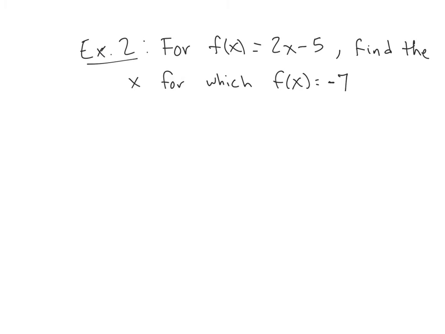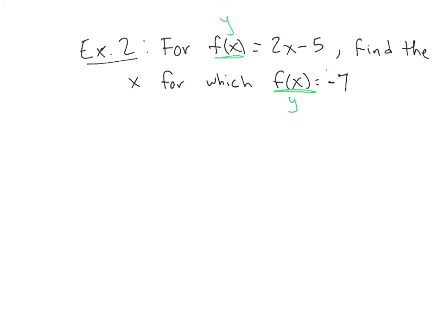Example 2, for f of x equal to 2x minus 5, let's find the x for which f of x equals negative 7. You realize this problem goes backwards, or is the reverse of our first type of problem that we looked at in this section, because instead of giving us an x value, it's giving us an output value. Remember, f of x is like the y. So our f of x here is like our y.